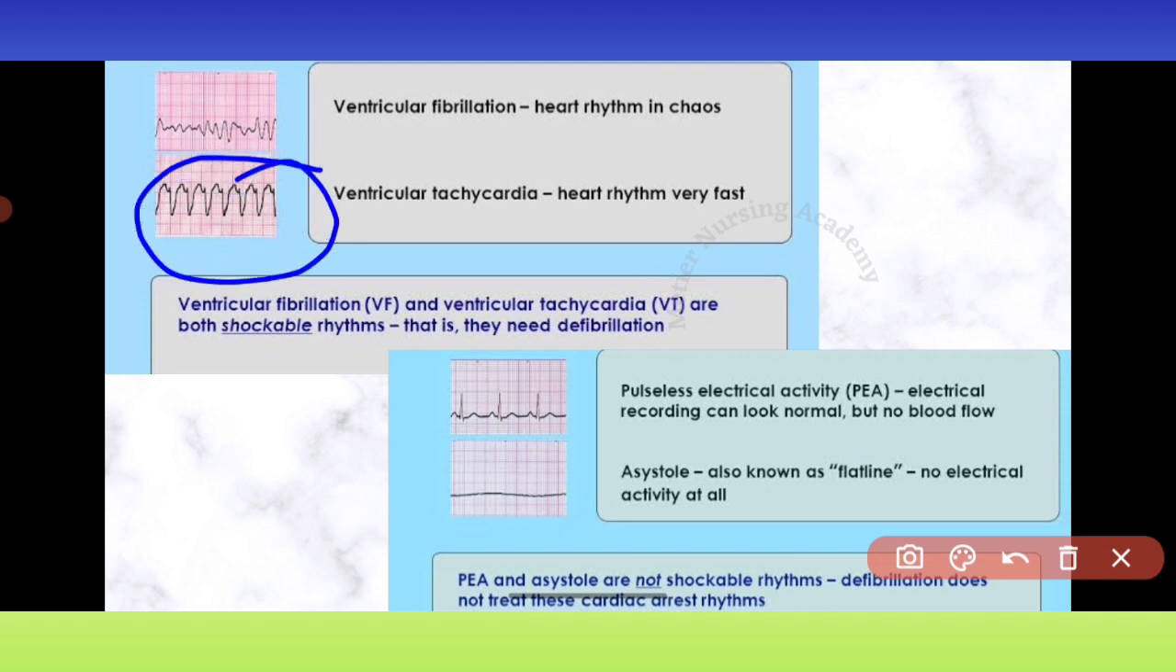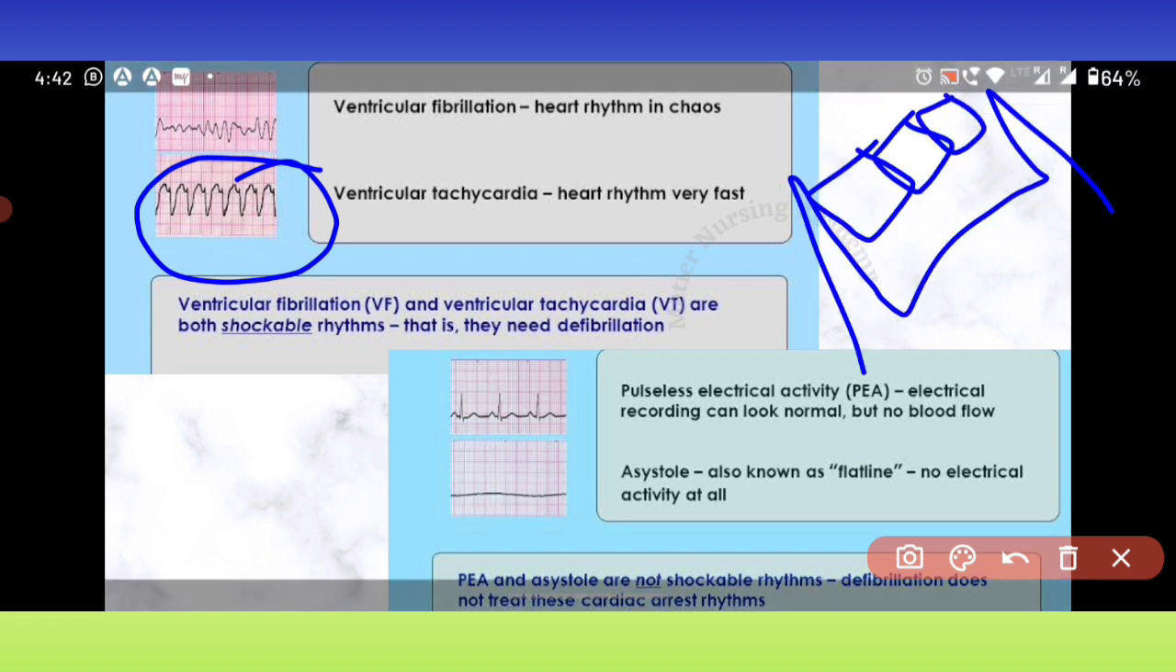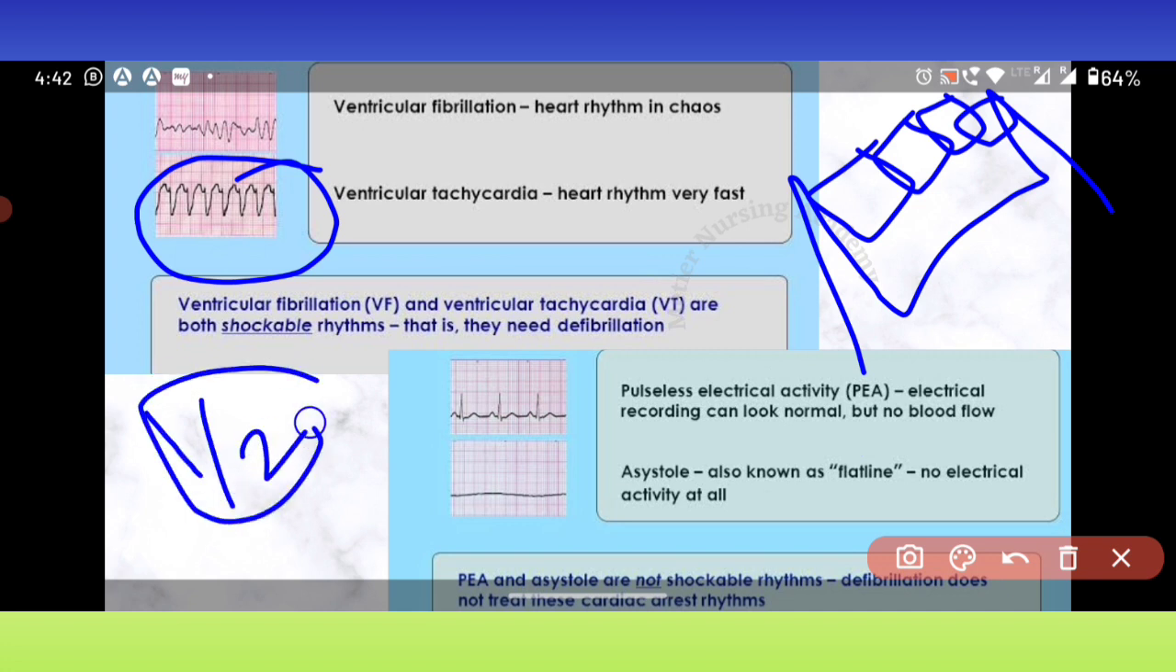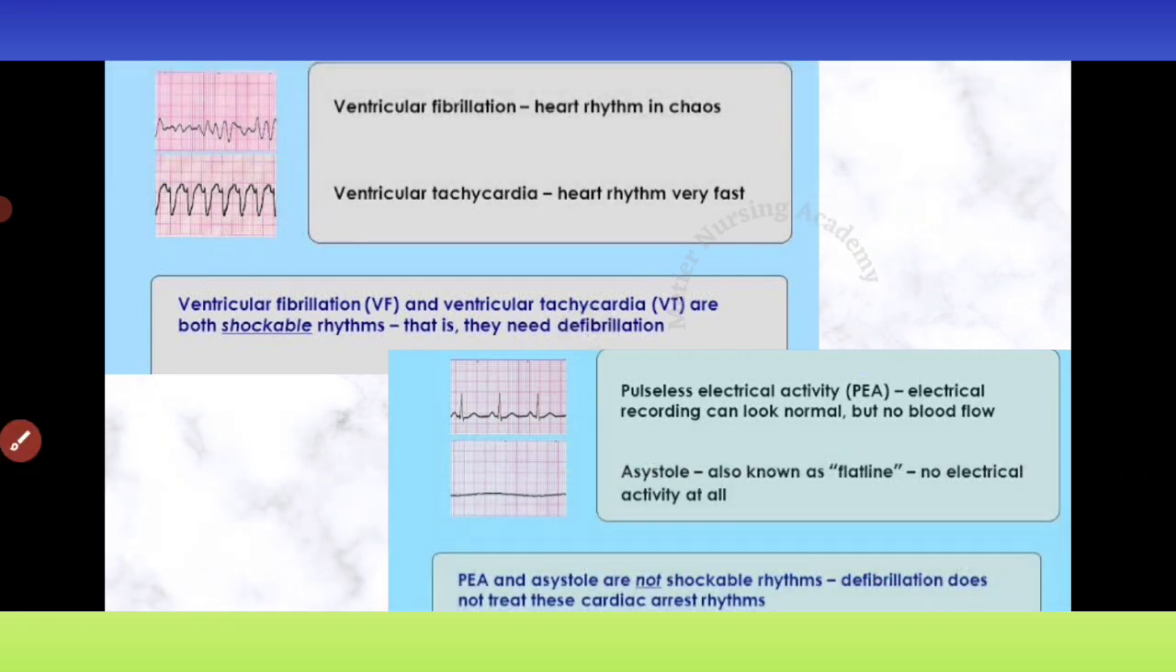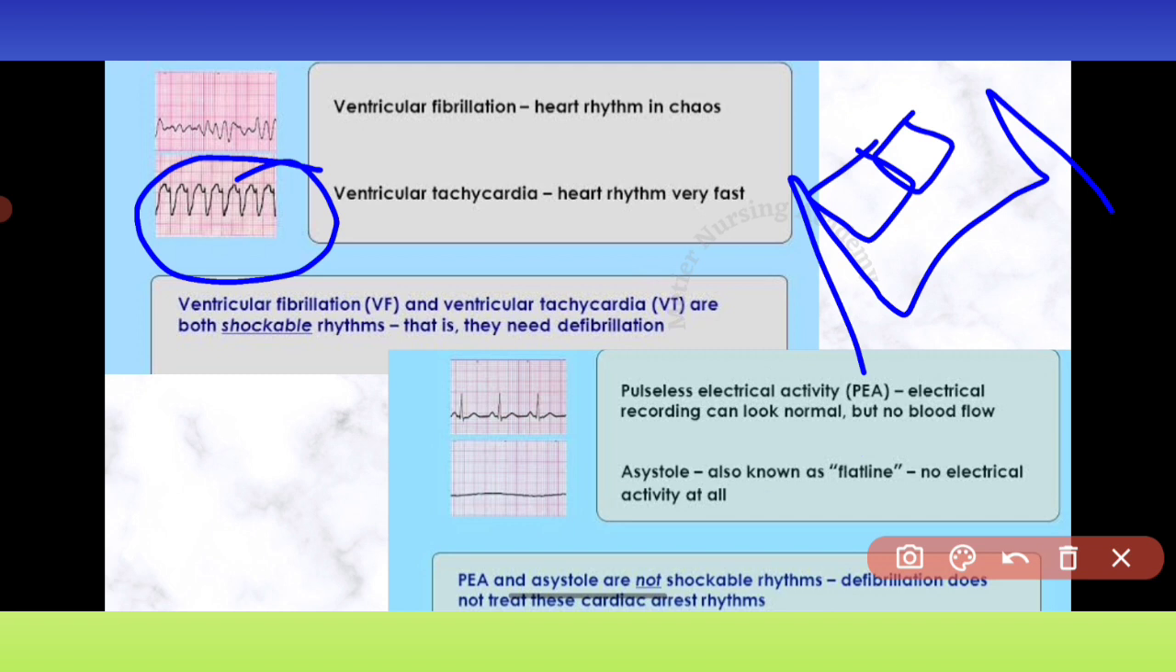Next one, ventricular tachycardia. You can see the regular QRS is present, and it is tachy. Usually how do we identify tachycardia in the ECG? In between 2 R waves, 4 boxes have to be present. But here you can see in between two R waves there is only half a box, not even one box. Understand? So this condition is called ventricular tachycardia. Here the heart rate or heart rhythm is very fast.